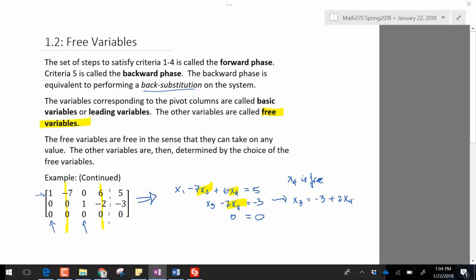Does that make sense? Okay, yes. Okay, yeah.